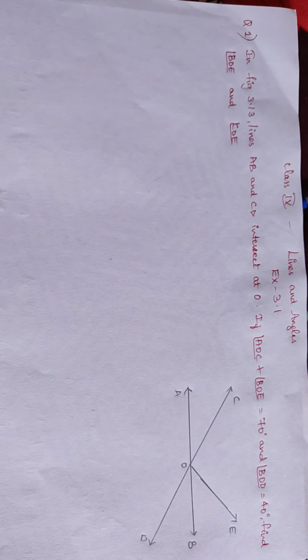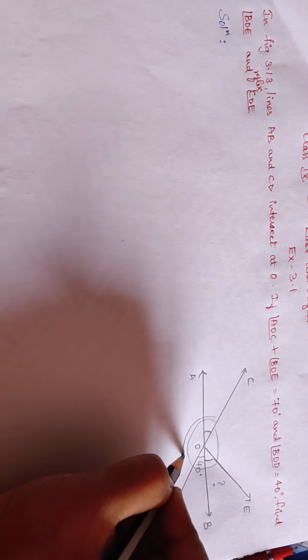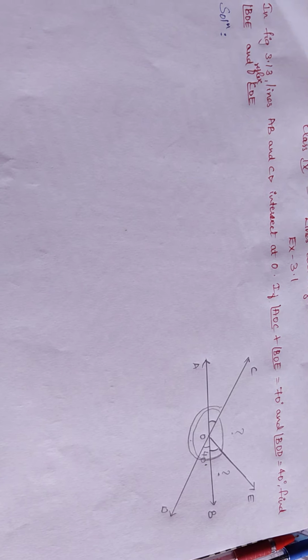Now they have asked us to find angle BOE. They have asked us to find this angle, and they have asked us to find the reflex of COE. This is a regular angle, COE. Reflex of COE is this angle which is around this entire angle. Correct? We will know the reflex of COE only when we find the normal, regular angle COE.